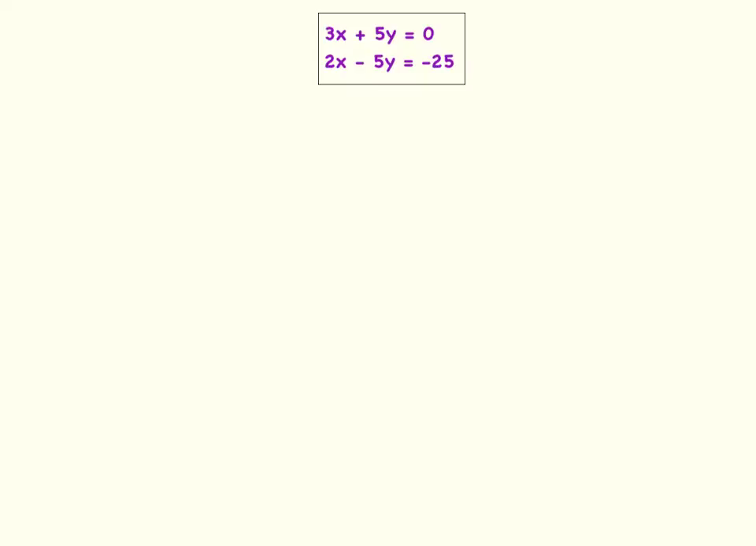Here we have two equations. The first one is 3x plus 5y equals 0, and the second one is 2x minus 5y equals negative 25. Now because in each equation I have a 5y, and one of them is positive and one of them is negative, I simply can add these two equations together to eliminate the y value. So it will look like this. Since I want to add these two together, I'm just going to put a plus sign in front. And that way I know that I'm adding.